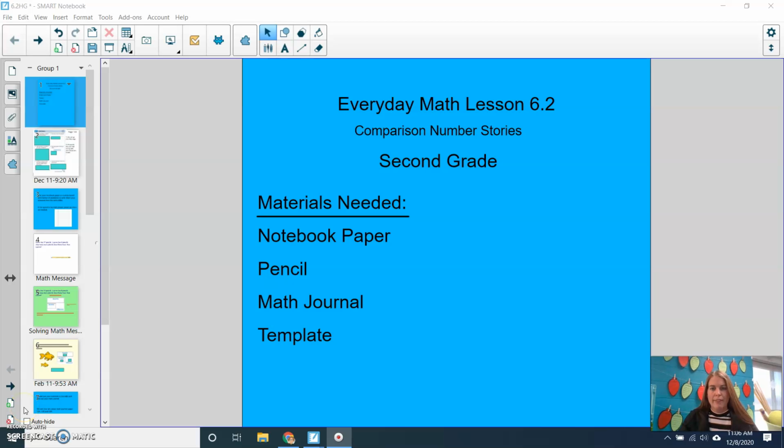Hi boys and girls, welcome to Everyday Math Lesson 6.2, Comparison Number Stories. The materials that you'll need today: notebook paper, pencil, math journal, and your template.